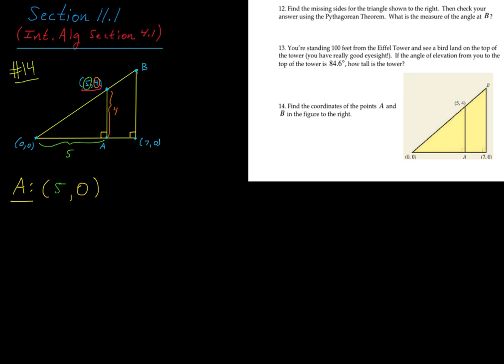Alright, and then how about for B? Well, again, one thing we can see immediately is that if I look all the way over to this point here, 7, 0, that's telling me the x-coordinate of B. I'm going 7 units to the right, so this whole distance is 7. So that would be the x-coordinate for B. And then how about the y-coordinate? What would be a way we could get at that?